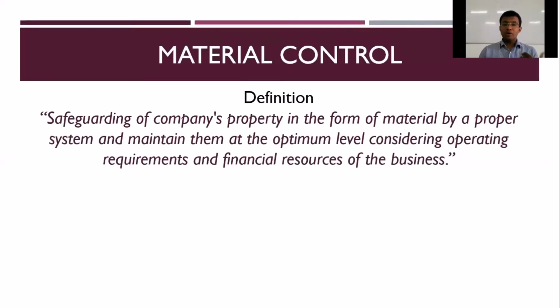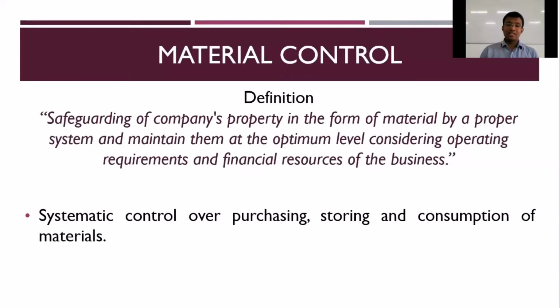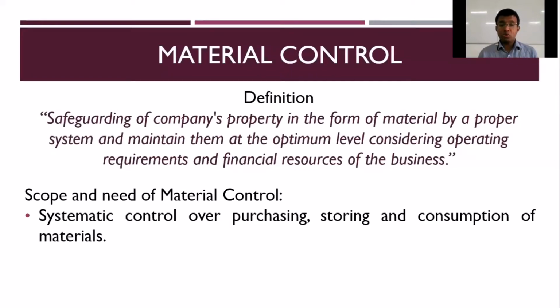Now let's talk about material control a little bit more in detail. We are talking about the scope and the need for material control. So what is meant by material control? The systematic control of purchasing, storing, and consumption. So now we've touched upon three major activities. The first talks about getting the material that you need. Second part talks about storing the material that you've got. Then it talks about consumption.